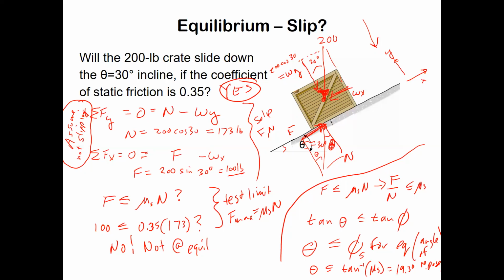So that would have been a quicker way, if you had to do this in a hurry. You just took the arctangent of the coefficient of static friction and said, well, that's the point where it's going to start to slide. So 19.3 degrees is where it was going to slide. 30 degrees is bigger than 19.3 degrees, so it was going to slide anyway, and you don't have to do all this analysis. But you have to have more experience before you get comfortable with that.